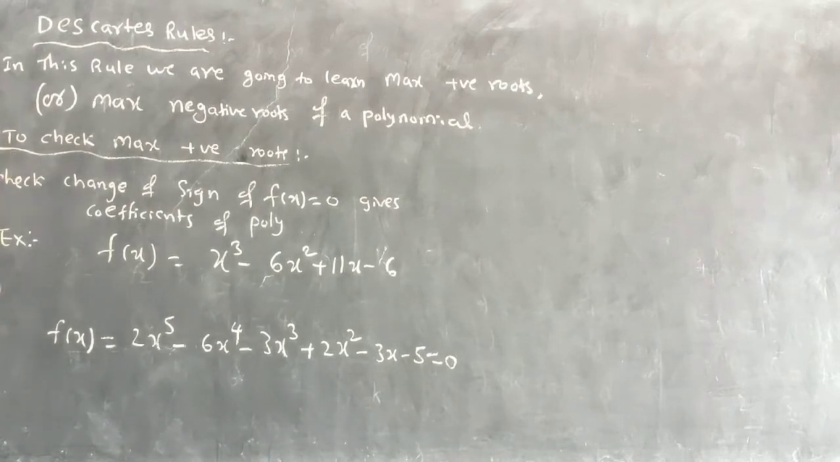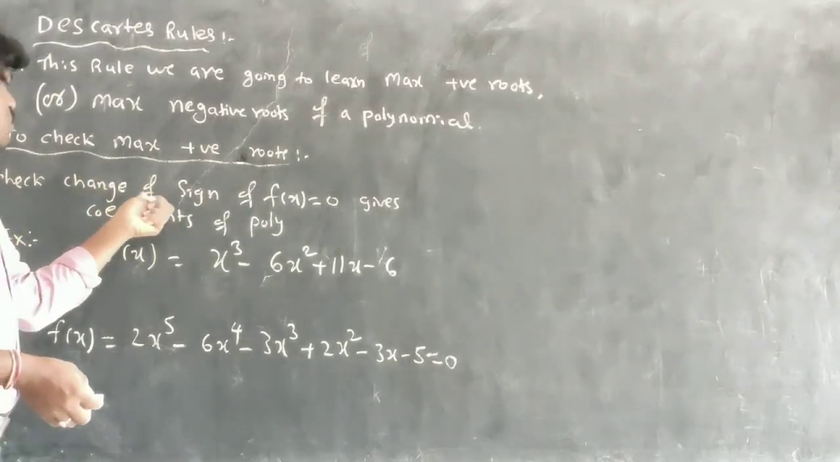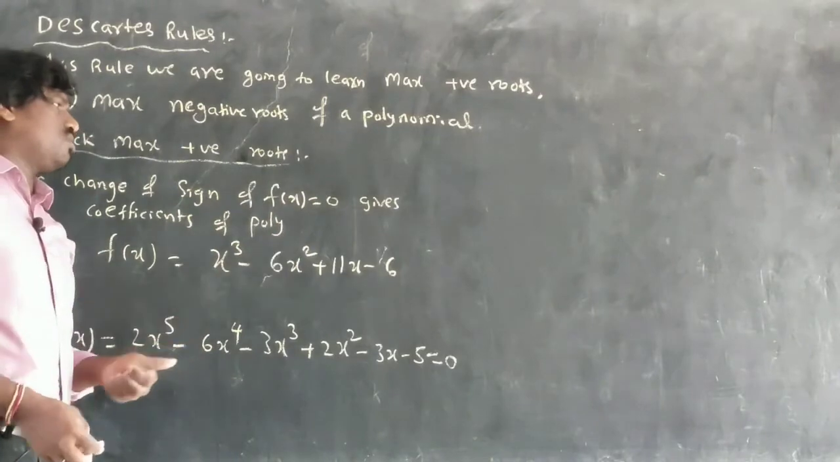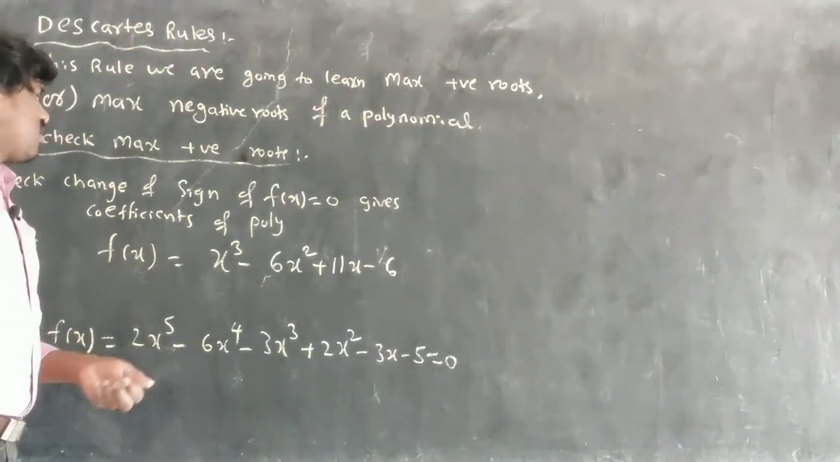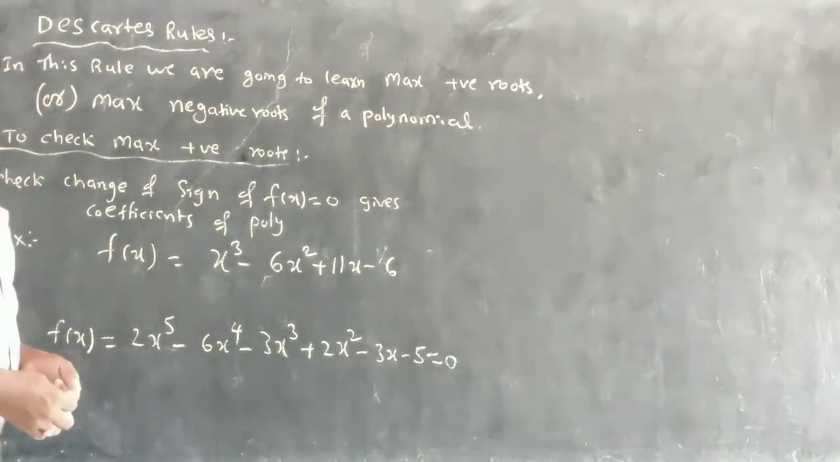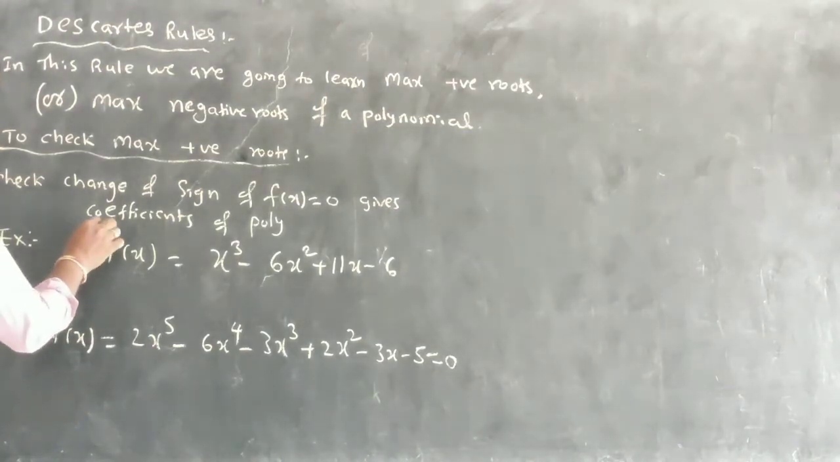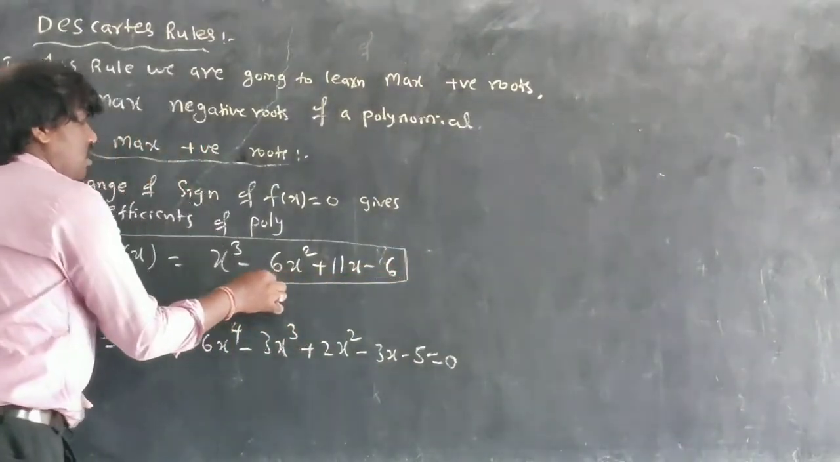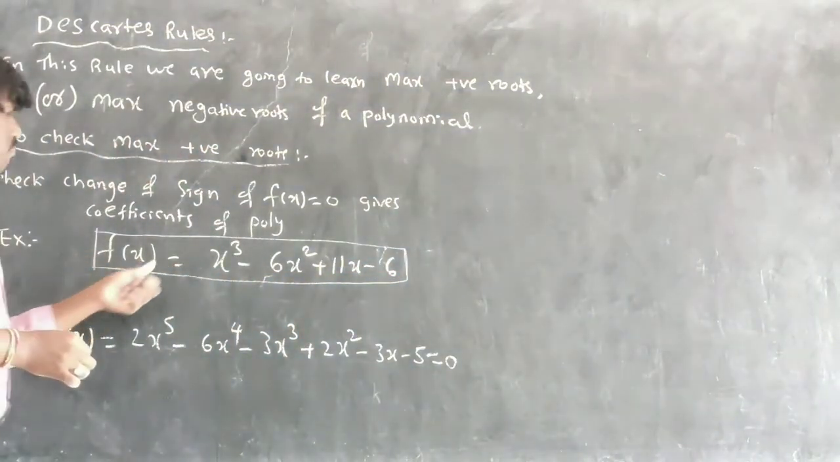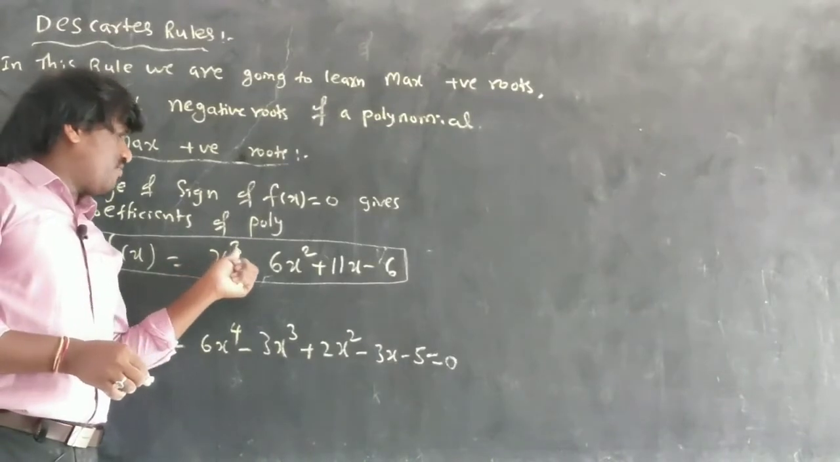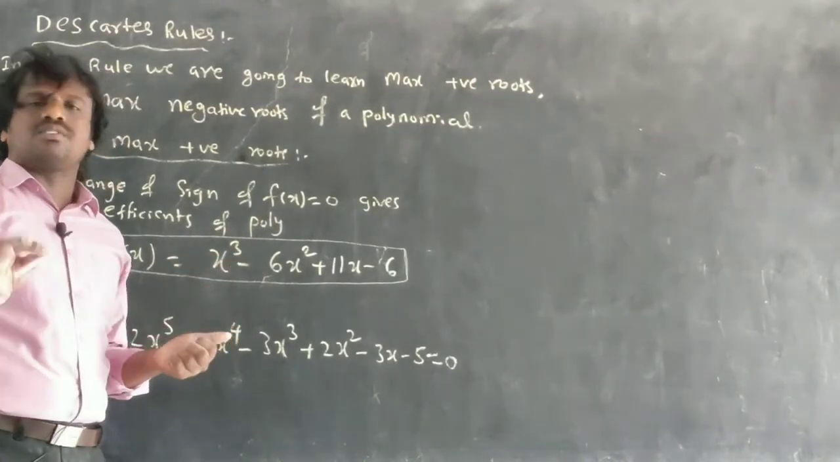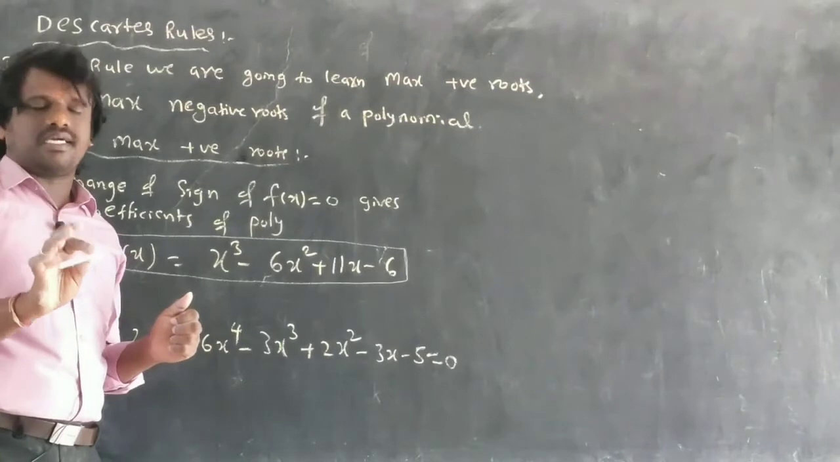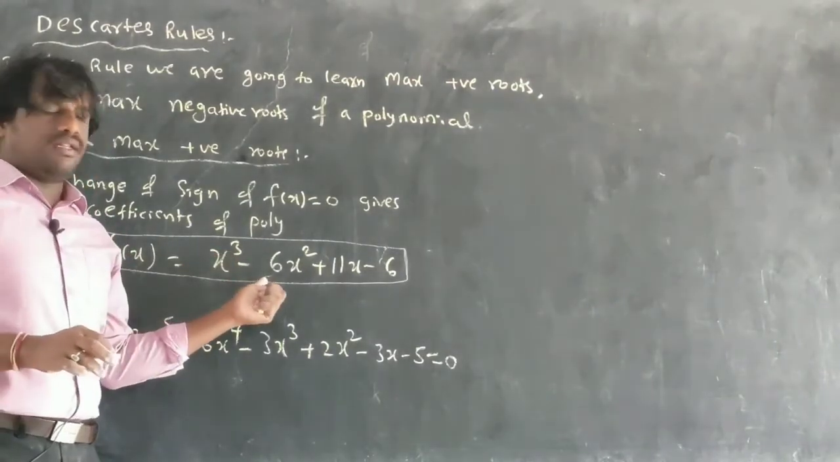Now, case 1, to check the maximum positive roots, what do we do? Check the sign changes of f of x equal to 0, which is given by the coefficients of the polynomial. So let us take one example. If this f of x is this, this polynomial of degree 3 has how many roots? 3 roots will be there. Hope you understand. This is a polynomial of degree 3.